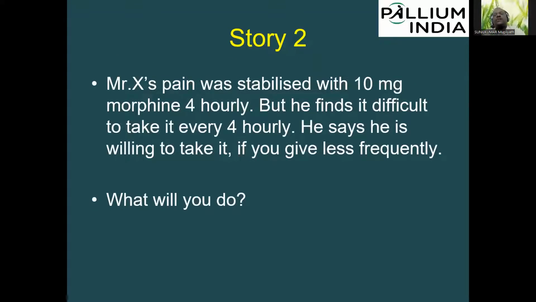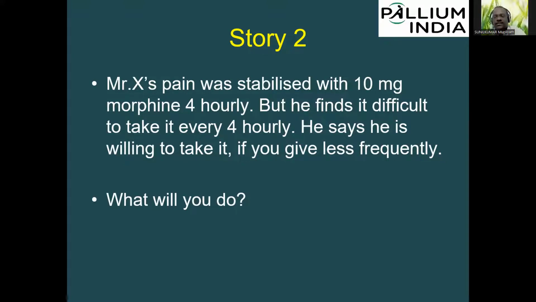Okay. So here our patient's pain is stabilized. The dose of morphine was increased to 10 milligram because of his SOS dose. So it was increased to 10 milligram every 4 hourly with SOS dose. But the patient says it is very difficult to take it every 4 hourly. It's true, isn't it?